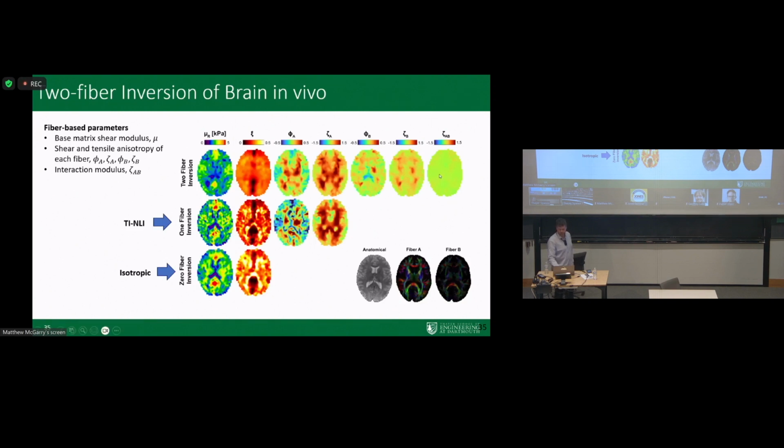We weren't really able to recover either. This is really small or really difficult to recover. So this is the interaction moduli, but from a single exam, we can get the average stiffness, the damping ratio, and then the shear and tensile anisotropies of 2 different fiber families from a single exam.